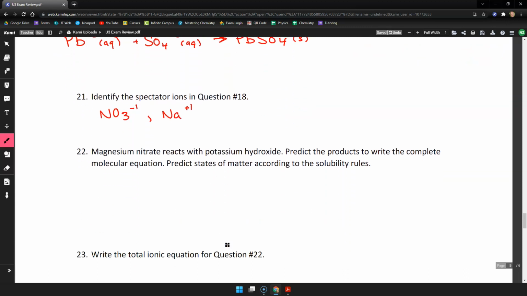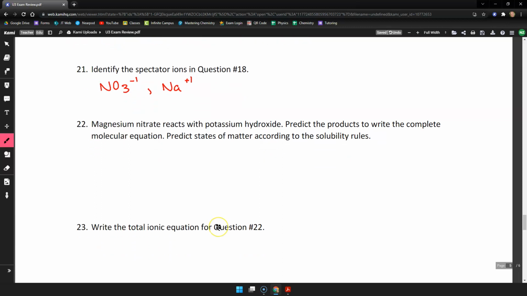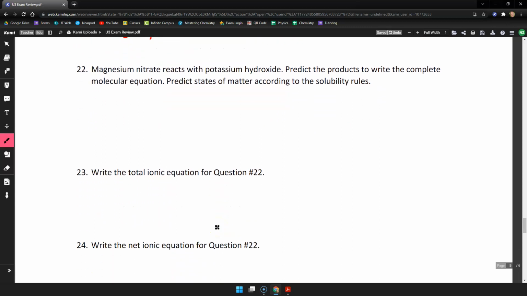Okay, 22, it says, magnesium nitrate reacts with potassium hydroxide, predict the products, and predict the states of matter. All right, so we got magnesium, Mg, nitrate, which is NO3. Magnesium is +2, nitrate -1. Potassium hydroxide, K plus 1, hydroxide, OH, minus 1.